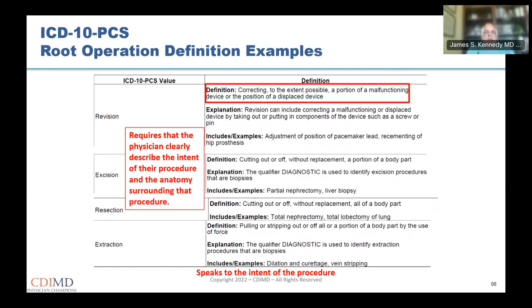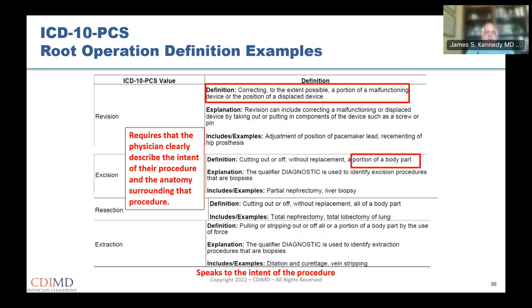Revision is the correcting, to the extent possible, of a portion of a malfunctioning device or the position of a displaced device. This is not end of life, like a device that is worn out and just needs to be replaced. End of life is not malfunctioning or displaced, so we wouldn't use the revision root operation for that. We would use another one.